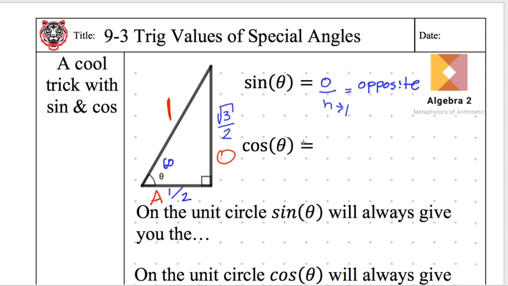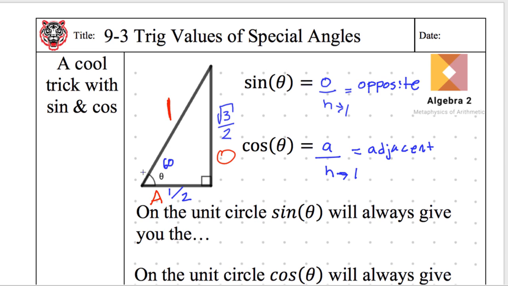All right. Analyze cosine. Cosine is what over what? Adjacent over hypotenuse. And hypotenuse is 1, which means this is just equal to? Adjacent. Pretty nifty.